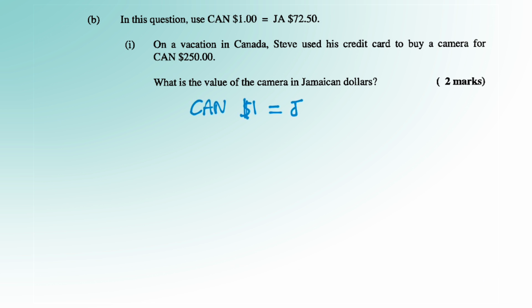Alright, this is a little money exchange or exchange rate question. That's the exchange rate they give us on a vacation. Our friend Steve uses a credit card. He buys a camera for 250 Canadian dollars. What is the value of the Canadian in Jamaican dollars? 1 to 72.50 Jamaican. So much. Alright, 1 Canadian to 72.50.